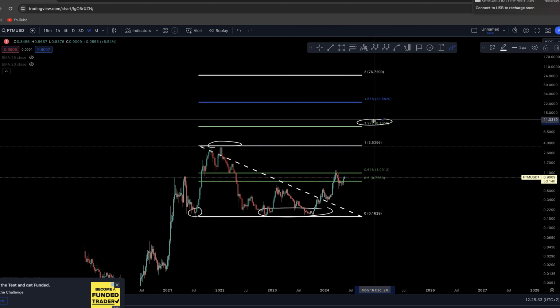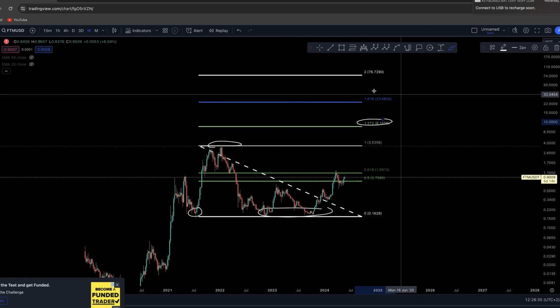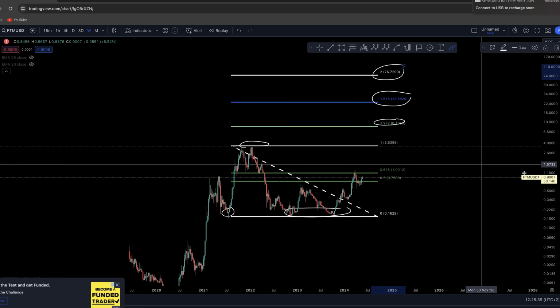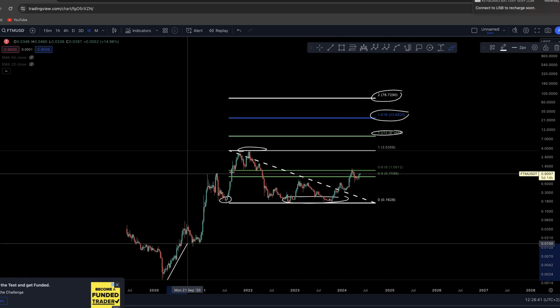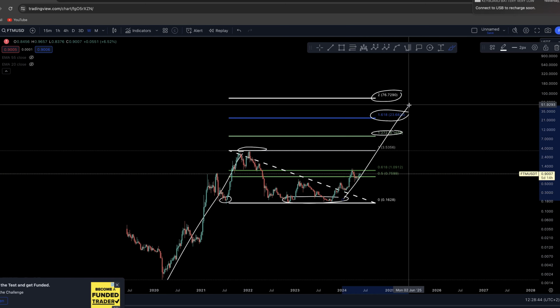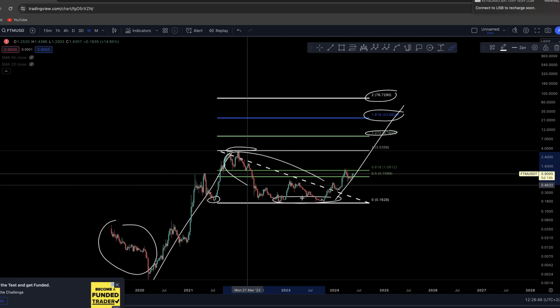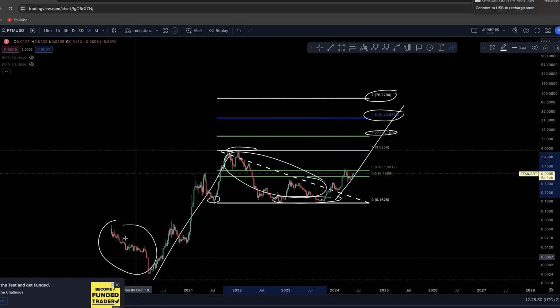Minimum $8.16, sorry, but I do believe Fantom could get to the 23 and potentially even to the 2 fib at 76. When this thing moves, it moves. I'm not being funny, it can move. So we've just had a 95% bear market correction, very similar to what we had back in 2019.